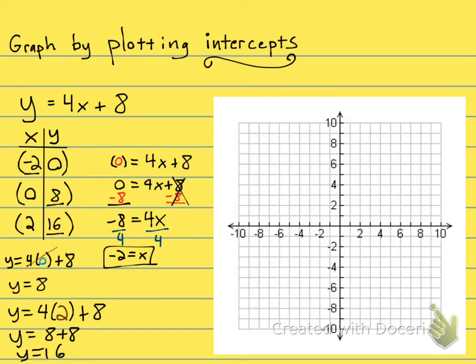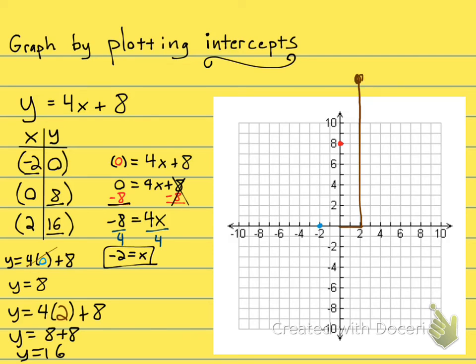Let's put them on this graph. Negative 2, 0. It'll be right here. 0, 8. It's going to be right here. And then I have 2, 16. So 2 to the right and 16 up. 2 to the right and 10, 11, 12, 13, 14, 15, 16. Probably going to be about there. Okay, that's just a guess.